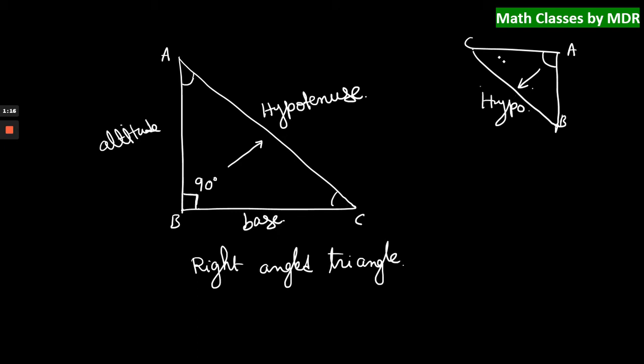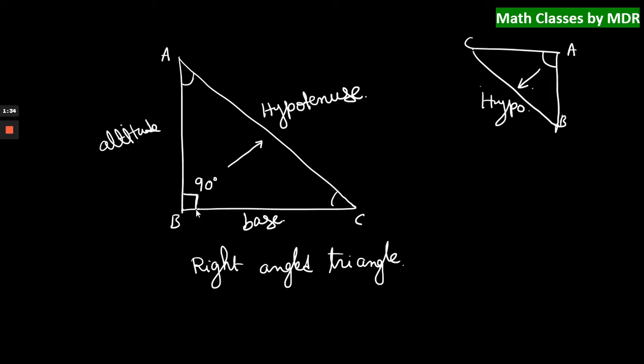So a right angle triangle can be in any direction. It can be like this also, right? It does not need to be in the similar way. Only the criterion is that one of the angles should be equal to 90 degrees. That is the criterion for a right angle triangle.